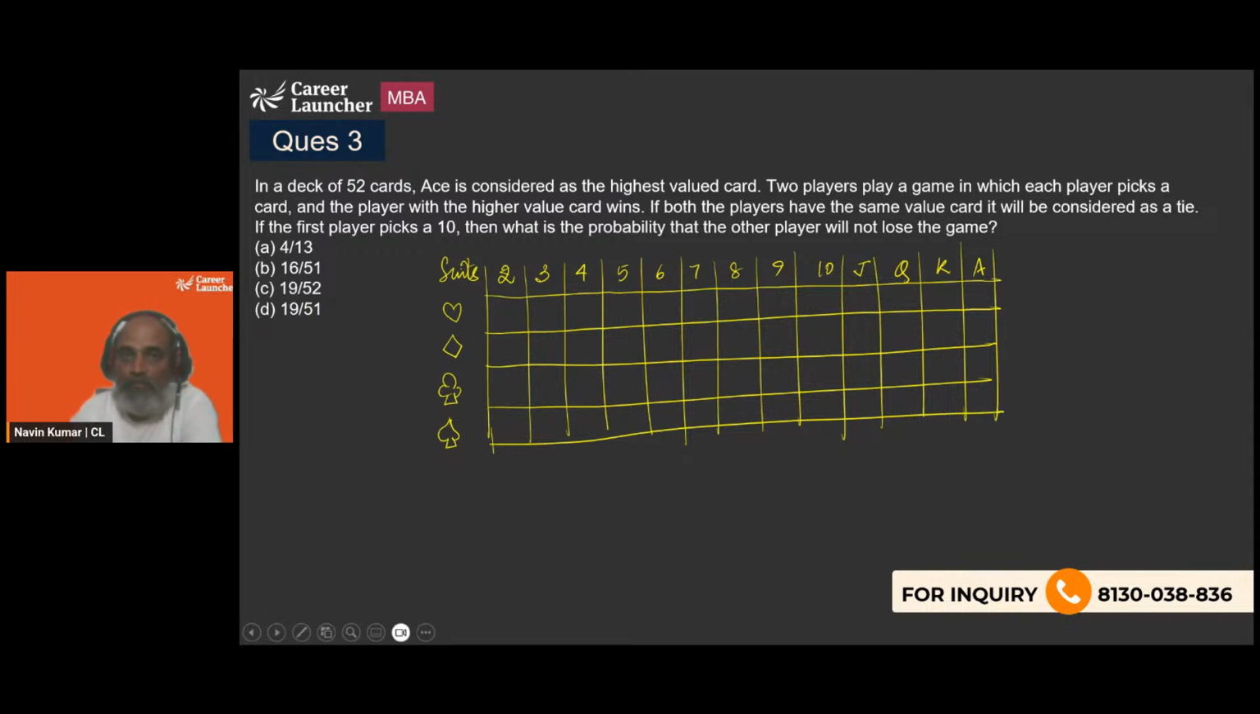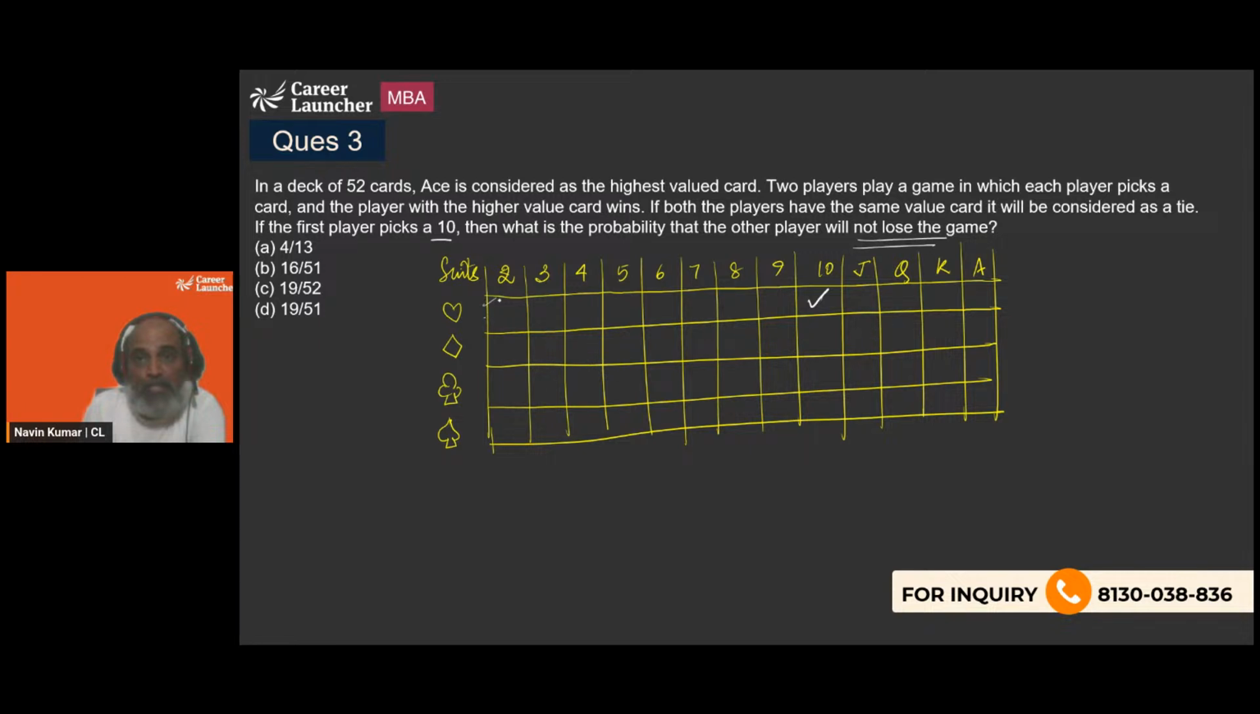Now, suppose somebody picks a 4, and the other guy picks a value more than 4, which is 5, 6, 7, 8, 9, and so on, then the second player wins. If the second player also picks a 4, it's a tie. If the second player picks a value less than 4, the second player loses and the first player wins. It's given that the first player has picked a 10. Which 10? I do not know. Let's say he picked this. This is the first player.